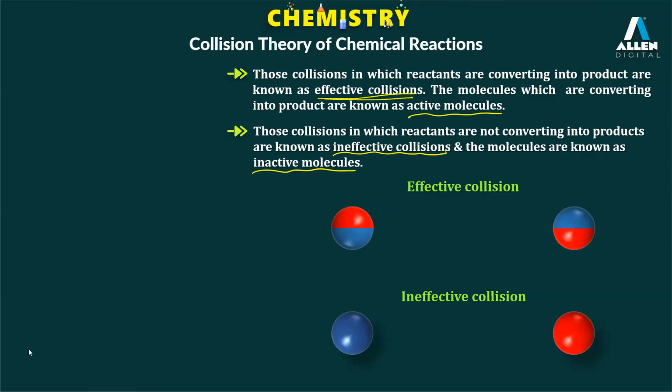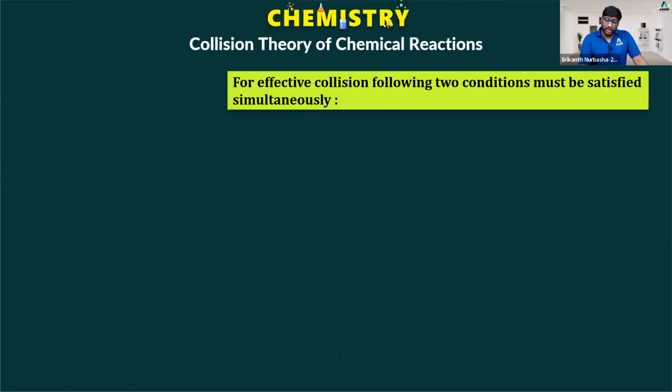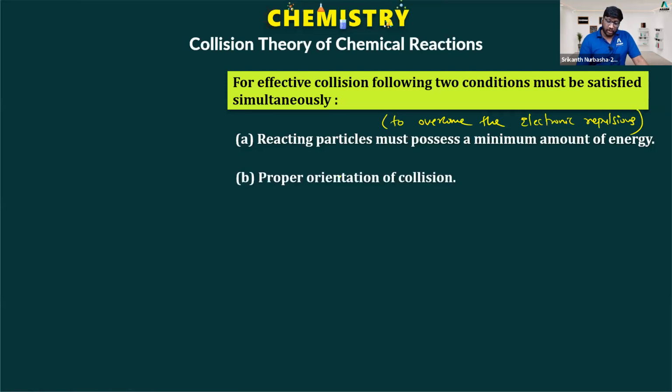For effective collision, the following two conditions must be satisfied simultaneously. What are those? Reactant molecules must possess a minimum amount of energy. Why? To overcome the electronic repulsions. And proper orientation of collision. The orientation should also be good, so that electron densities can overlap to form new bonds.